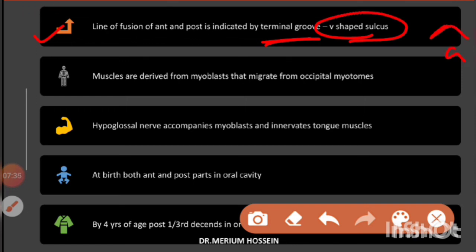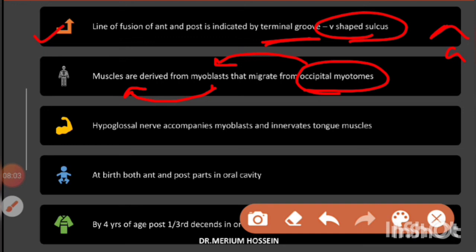Now we will be talking about the second point, which is that the muscles are derived from myoblasts that migrate from the occipital myotomes. This is something very important. We need to know where the muscles of the tongue are coming from. Occipital myotomes give rise to myoblasts, and myoblasts in turn travel and migrate to the tongue, and then they form the muscles of the tongue.